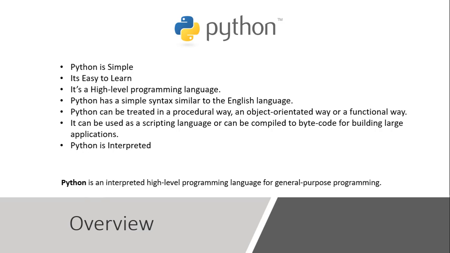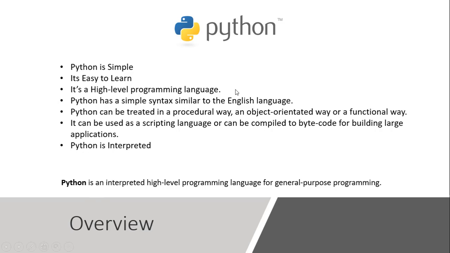This is the overview of Python language. As you can see, Python is very simple. It's easy to learn. This is the definition from Wikipedia and it says Python is an interpreted high-level programming language for general purpose programming. So let's understand what that means. So it's a high-level programming language.